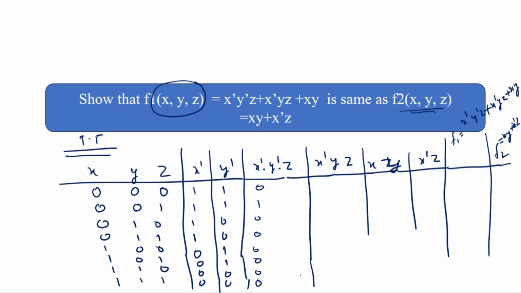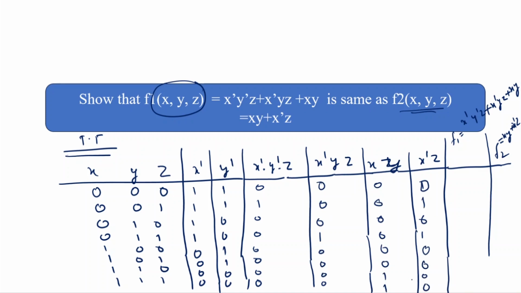What is the value of x complement y z? Here, 0 0 1 has one of the inputs as 0. Next, what is the value of these 3 columns? Since all the ANDed terms are ORed together, we apply an OR operator between all the ANDed terms. This means if any one of the terms is 1, the output will be 1, and the output is 0 only when all the term values are 0.